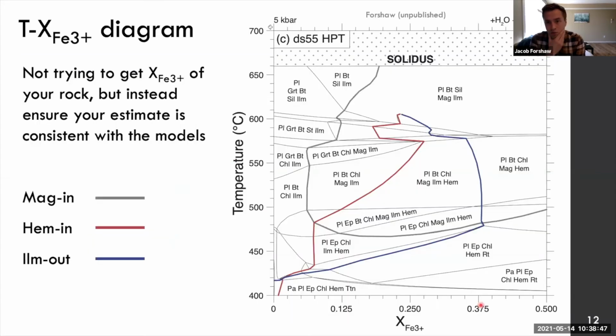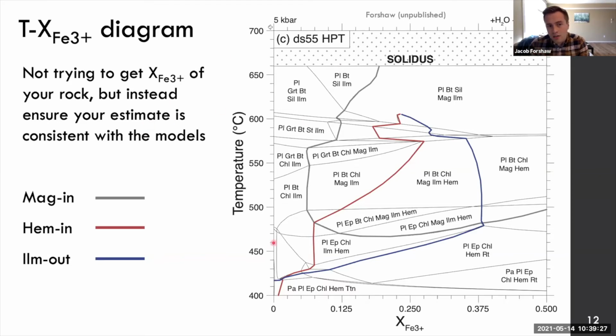But what does this mean for what you want to do when you're doing your phase diagram modeling? That's why we're here for this workshop. We're looking at doing phase equilibrium modeling. And so what I'd recommend is you can plot a T-XFe3+ diagram. If you want more information on this approach, and I should have put the reference in here, go and read Johan Diener and Roger Powell's 2010 paper. They deal with this in some detail. And what I would say is when you're making a T-XFe3+ diagram, you're not trying to get the XFe3+ in your rock. Our models aren't perhaps that developed yet. Instead, you're just trying to make sure that the estimate you make is consistent with the models that you're using.